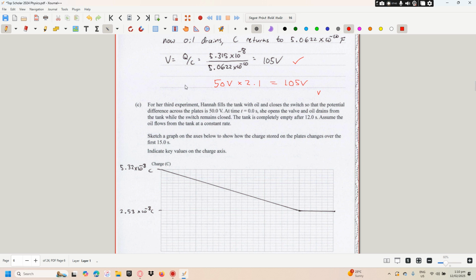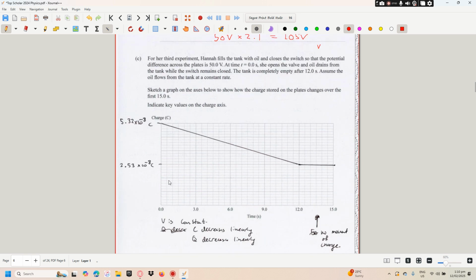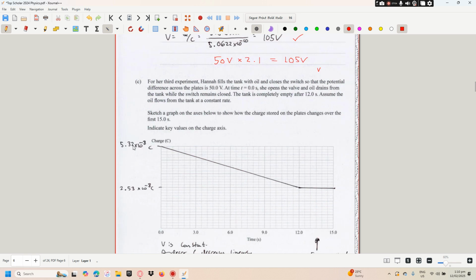So this time she fills the tank with oil and closes the switch. The potential difference across the plates is 50 volts. So when she does that, the charge will be 5.32 times 10 to the minus 8 coulombs.